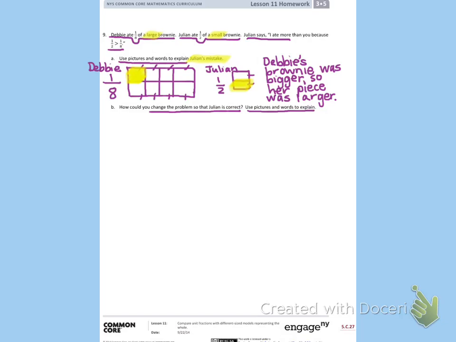I want you to go ahead and draw Debbie's brownie here and Julian's brownie here. Make sure that they're the same size. Then shade 1/8 for Debbie and write 1/8 there, and shade 1/2 for Julian and write 1/2 here. And then you need to use words to explain.